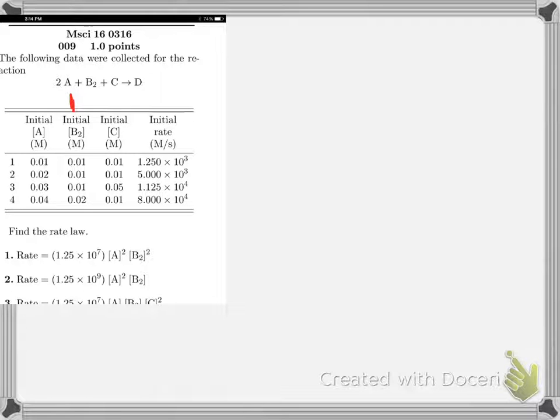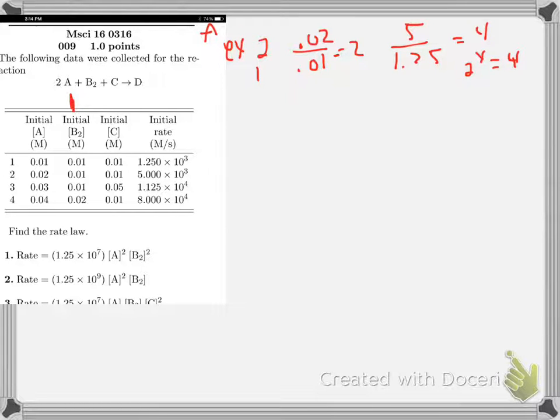So first I have to look at what happens with A. For A, I'm going to take a look at experiment 2 and 1. The concentration goes to 0.02 from 0.01, so that's a doubling. And if I look at what happens with my rate, I go to a 5 from a 1.25. They're both 10 to the third, so I can cancel that part out. And that gives me a 4. So I'm going to look at 2 to the x is equal to 4, so x is going to be equal to 2. So my order for A is going to be 2.